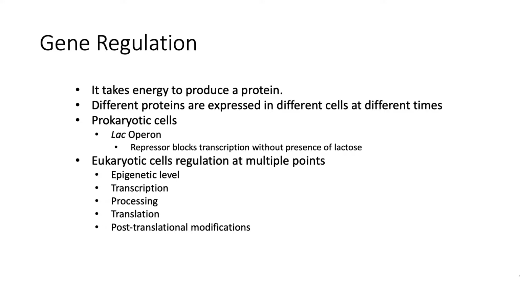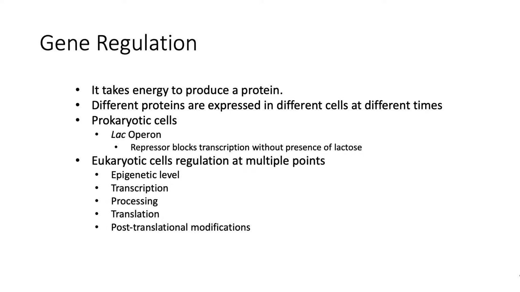So epigenetics is actually regulating how tightly wound that DNA is and whether it's even available for transcription to begin. And then the process of transcription can be controlled by transcription factors. We can have enhancers, we can have repressors. The actual processing of the mRNA: does it get spliced correctly? Is the tail and the cap added? Does it leave the nucleus?